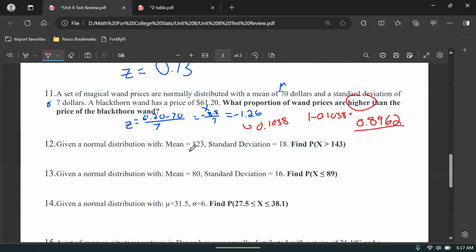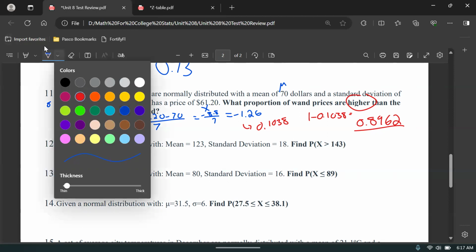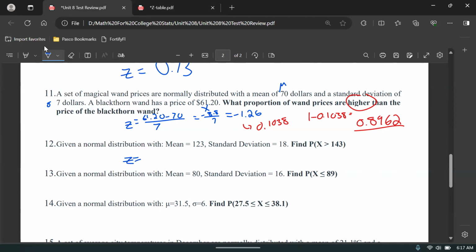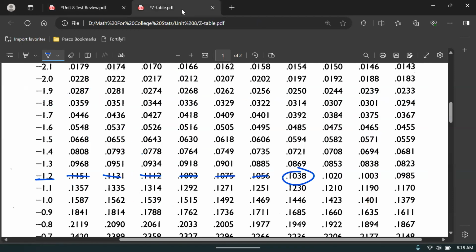All right, given a normal distribution with mean and so on, find this. Basically the same thing, just without context, without a word problem. So let's go ahead. Z-score equals our x value of 143 minus our mean of 123, divided by standard deviation of 18. So this is going to be 20 divided by 18, which is 1.11.